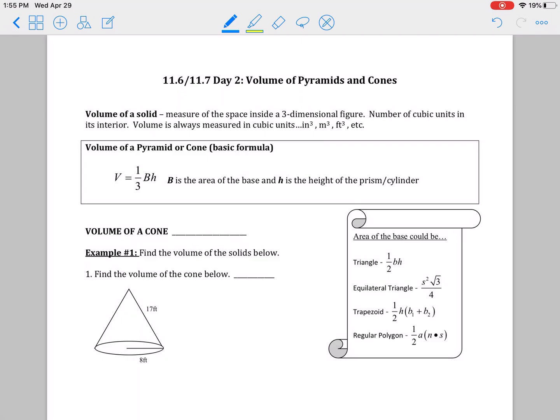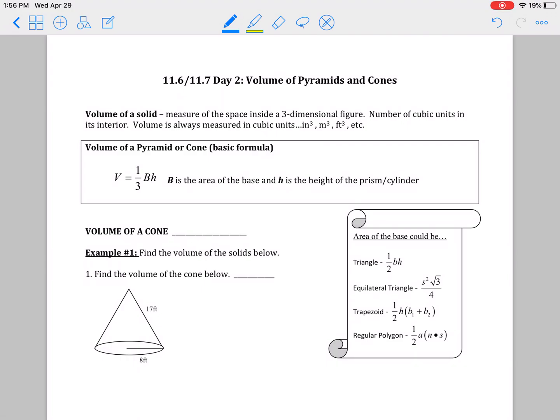So just the past Wednesday and Thursday you've been working on volume of cylinders and prisms, so it's no different other than we are focusing on pyramids and cones. Just a quick refresher, volume of a solid is just that space inside a 3D figure. A lot of times when I'm thinking of volume, I think of the water you fill up in a pool. All of that water on the inside would be considered your volume.